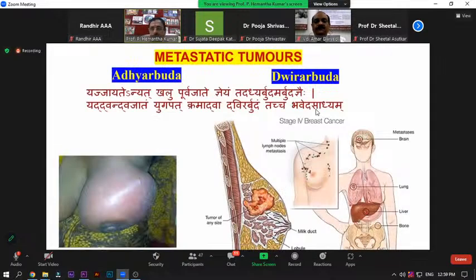And there is very important terminology used by Susruta: Adya Arbuda and Dvirarbuda. These two Arbudas you can consider as metastatic tumors. I have given one example here: if it is a carcinoma of the breast in 4th stage, you can go for TNM classification. It involves metastasis, maybe lymphatic nodes, lymphatic metastasis. At a time, we can see it in the same place.